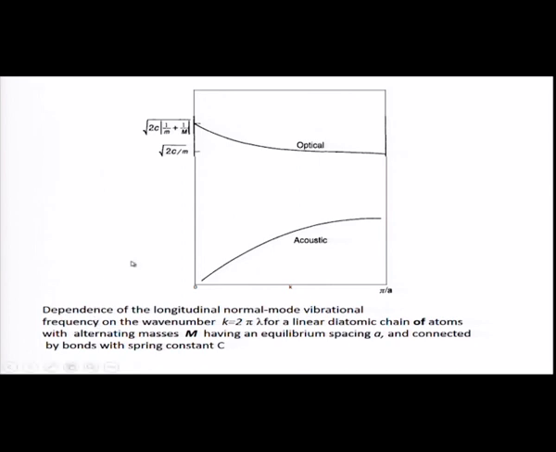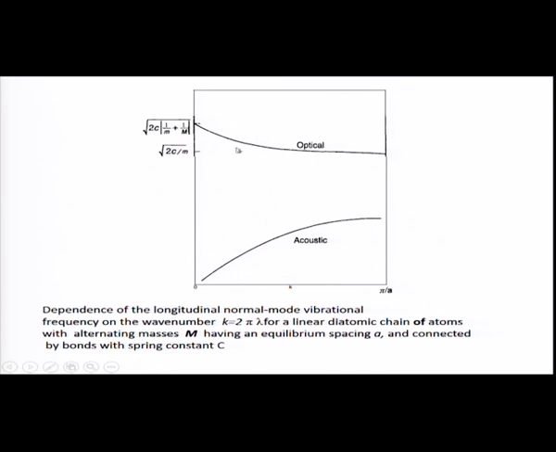The above figure shows the dependence of the longitudinal normal mode vibrational frequency on the wave number, where the wave number k is equal to 2 pi by lambda, for a linear diatomic chain of atoms. This shows the linear diatomic chain of atoms with alternating masses capital M and small m, and the equilibrium spacing we call sigma, connected by bonds with spring constant C. Therefore, there are two modes, one is an acoustic mode, another is the optical mode.